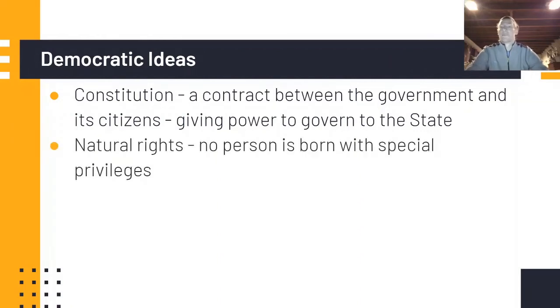The idea of natural rights. This is a radical idea here, but in the 1700s, no person is born with special privileges. That is an important one to remember today, but it was a radical idea when first coming out, especially if you consider the idea of divine right of rule.